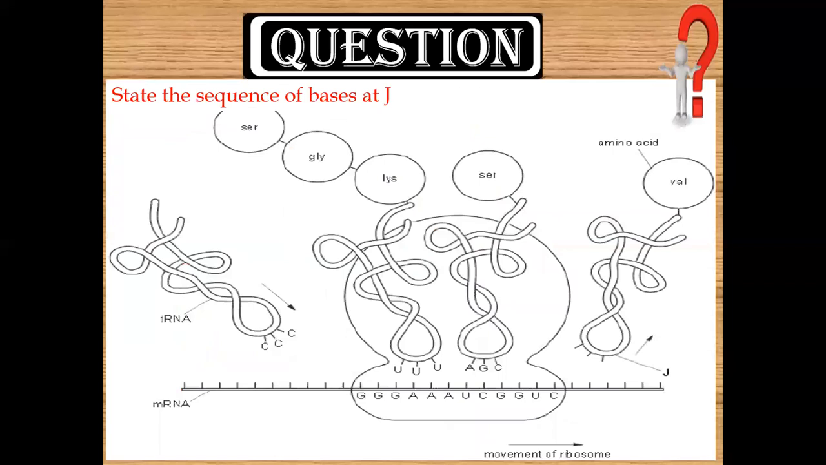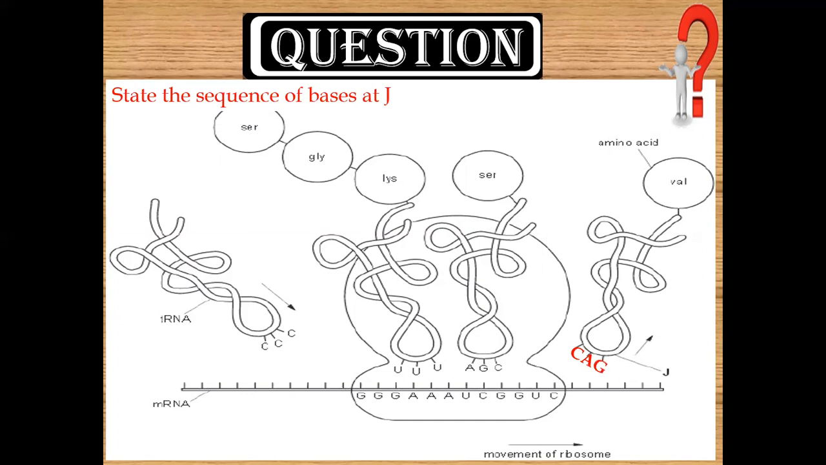So here, for example, this is a process of translation, and state the sequence of the bases at J. So what is the sequence of the bases at J? For example, we proceed from the left, from 5' to 3'. The first is guanine, guanine, guanine, and the opposite sequence is CCC. The second matches adenine to uracil. The third sequence is AGC, while the fourth sequence is GUC, and opposite of guanine, uracil, cytosine, obviously it will be cytosine, adenine, guanine.